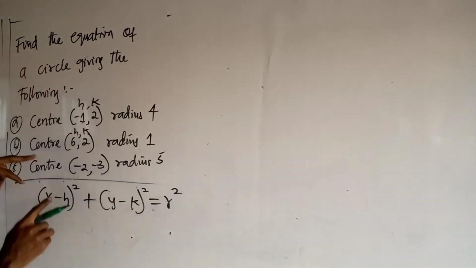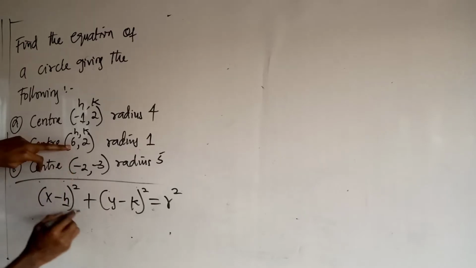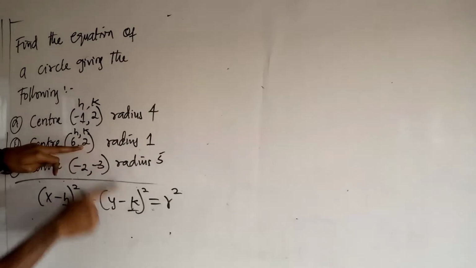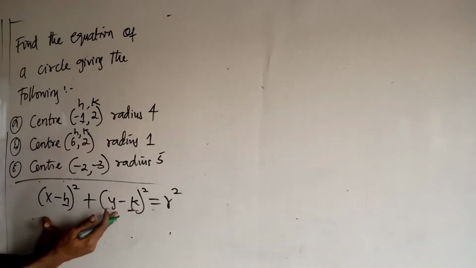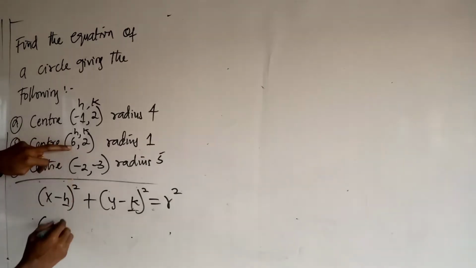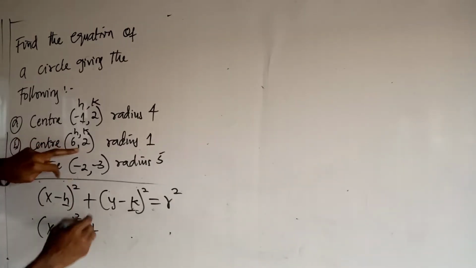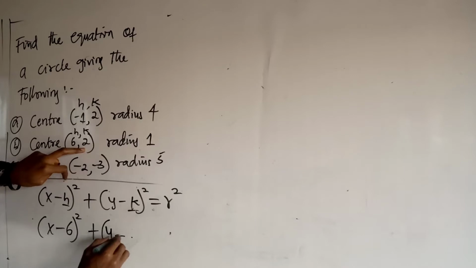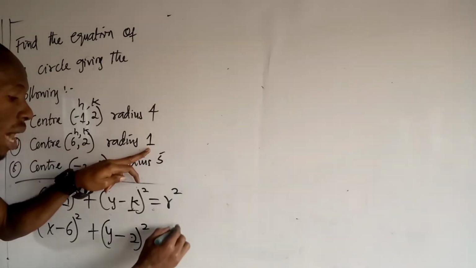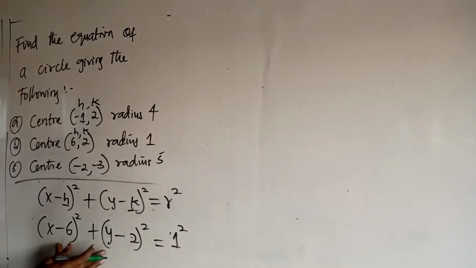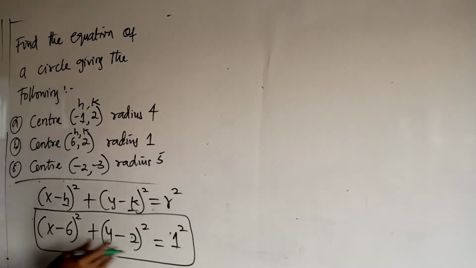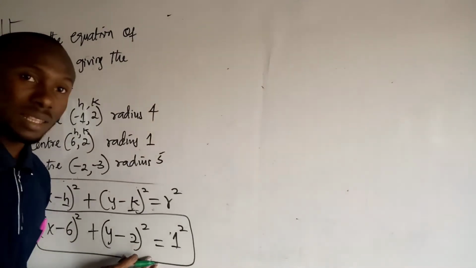Now at this point you can see that the center is (h, k). So I'm going to plug in h here and k here to get the center of this circle. So I have (x minus 6) squared plus (y minus 2) all squared equal to the radius, which is just 1 squared. Now this is the standard form of a circle. This is how we represent a circle in standard form.